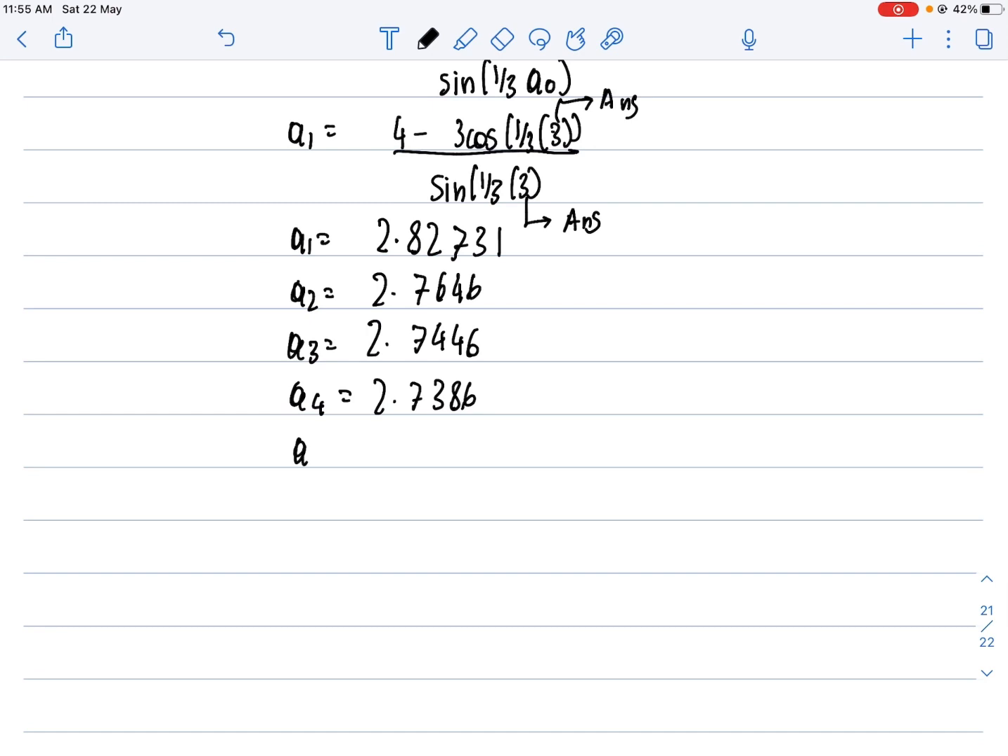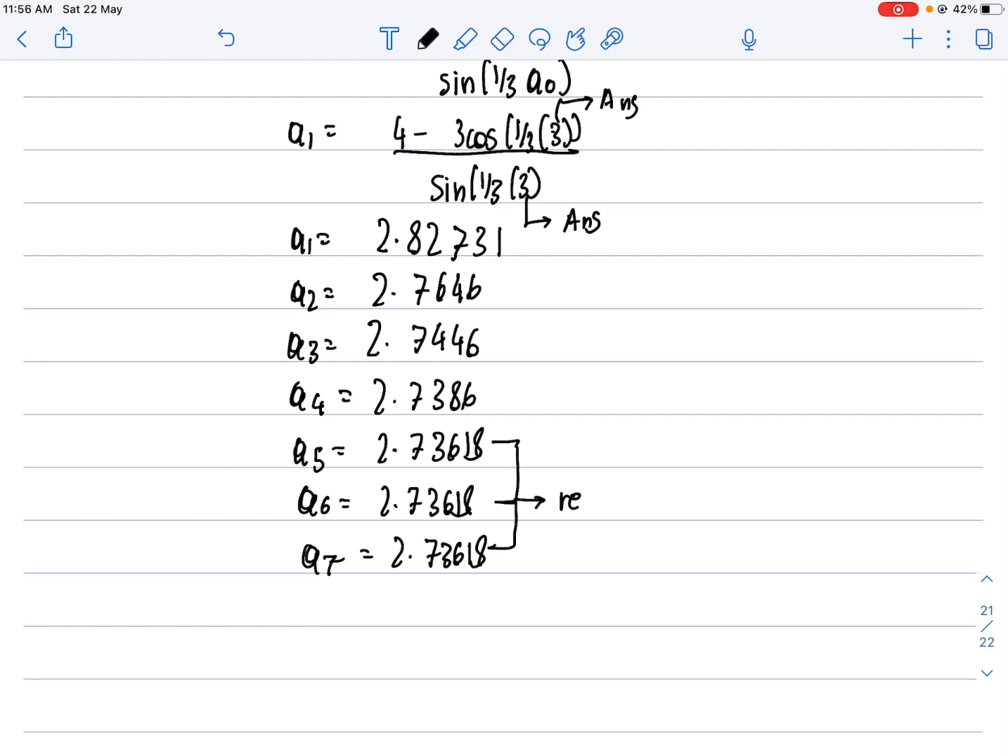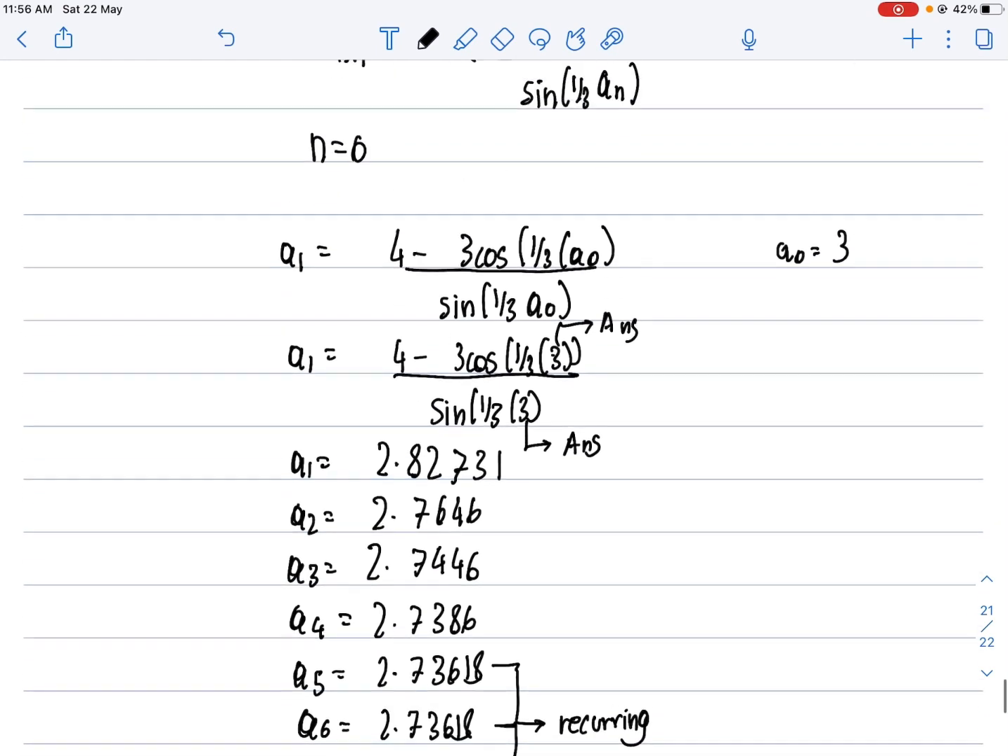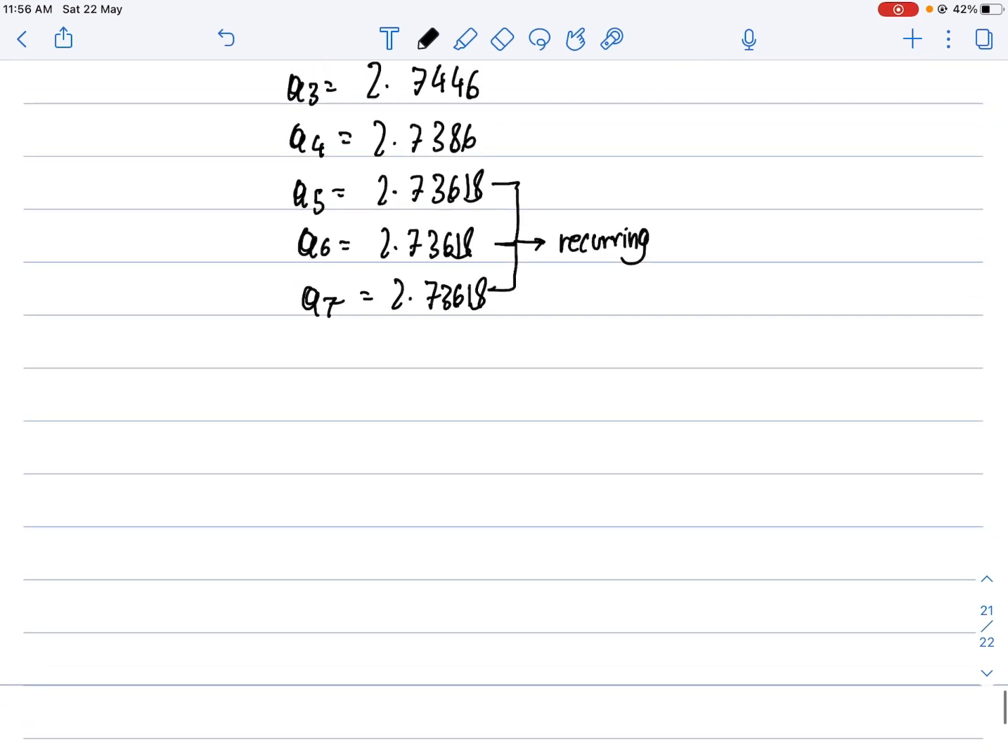For a4, I again click on equal to to get 2.7386. For a5, when I click on equal to, I get 2.73618. A6 also I get 2.73618, and for a7 also I get 2.73618. From the last 3 times this has been recurring, that means however many times you click on equal to, this is the answer you will get, so 2.736 is the final answer.